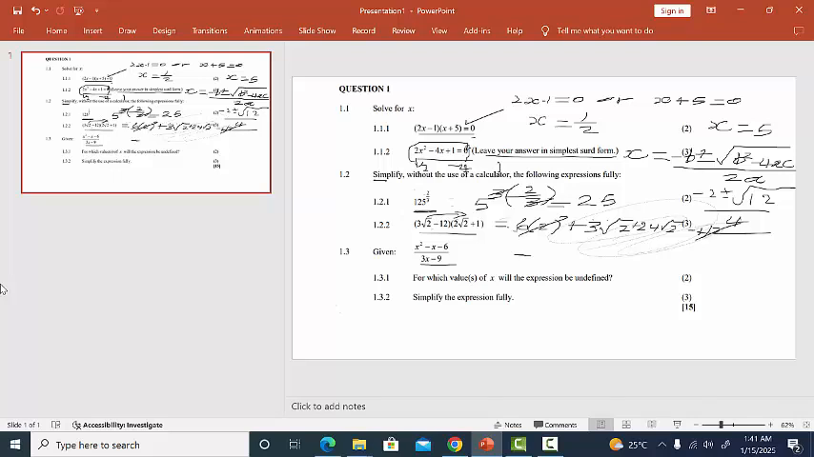24 plus 3 should give you a simple 27√2. And that's your final solution for the 3 marks. So you are done with the bulk of this question 1. So now let's look at 1.3, and then I'll give you my contact details.